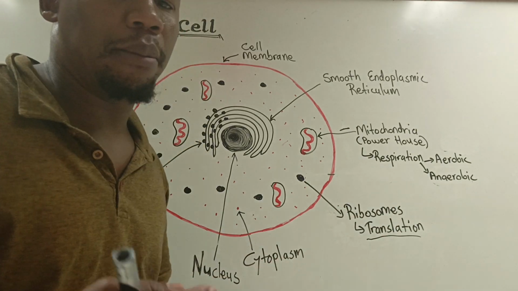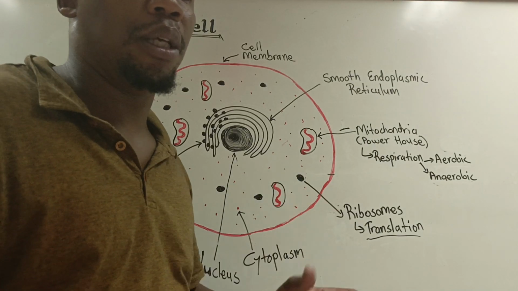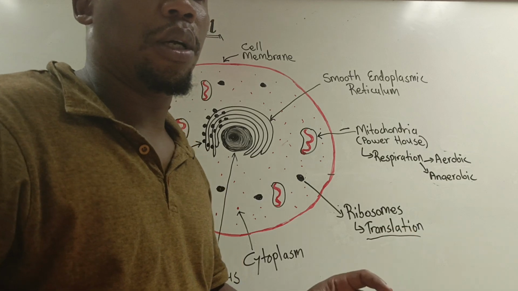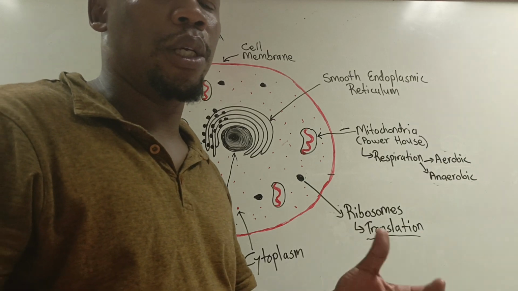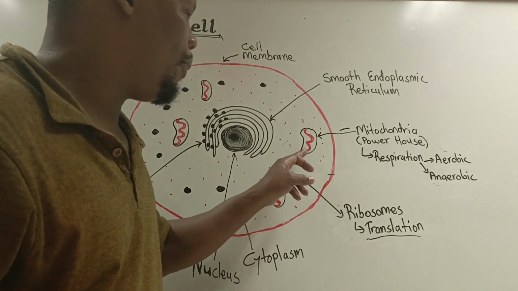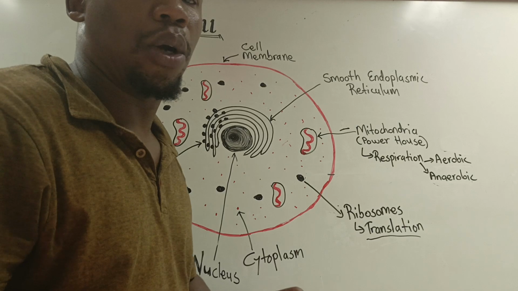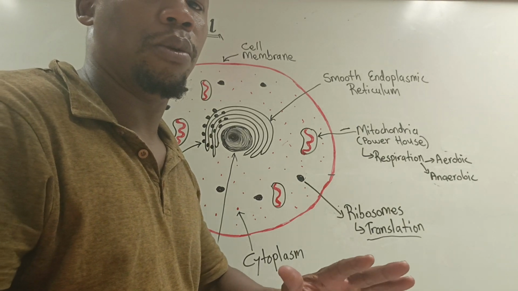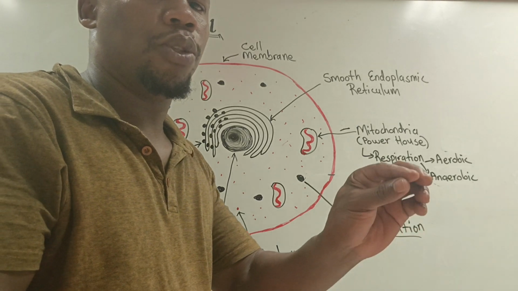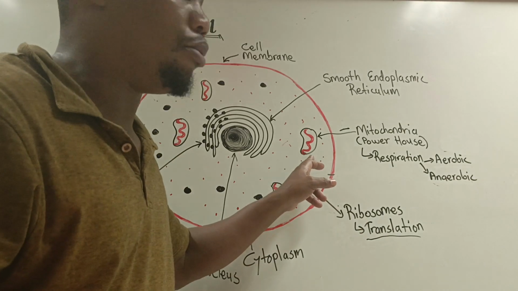Look at the mitochondria. It's shaped like a bean, like a kidney, with little zigzags on the inside, like a hot dog with sauce zigzagged on it.